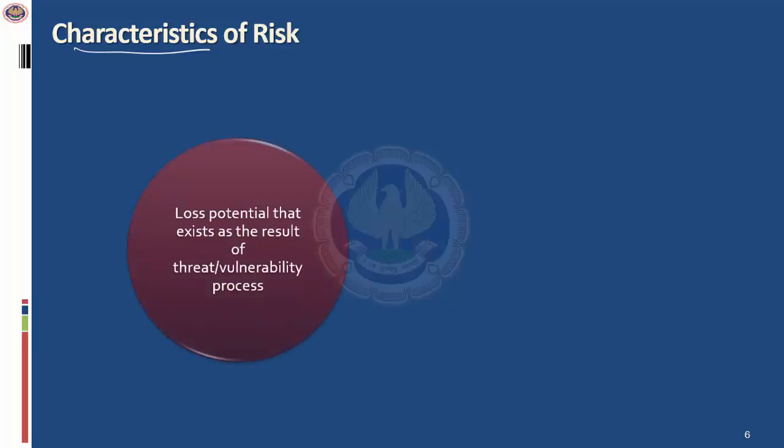So if there is a risk, you know there is a potential for loss, which means if there's no potential loss, you're not really bothered, you do not consider that as a risk. So you need to understand whenever there is a risk, there is a potential loss or exposure. Now, what is this because of? There is a threat and there is a vulnerability.